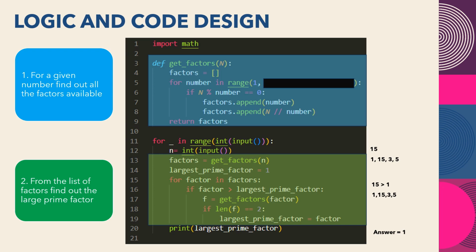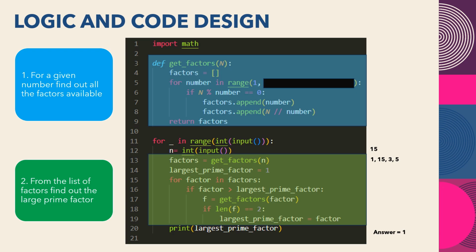So since we have 4 numbers, we get 4 numbers in line 17. F is nothing but the list of factors of factor. I think it is confusing here, but still I'll try my best. So the second number is 15, right? 15's factors are 1, 15, 3, 5 again, and we check in line 18 whether the length is equal to 2. Since it is not equal to 2, because the length should be 2 for a prime number, because it will have only the number itself and 1, right? That's why we can say it's a prime number.